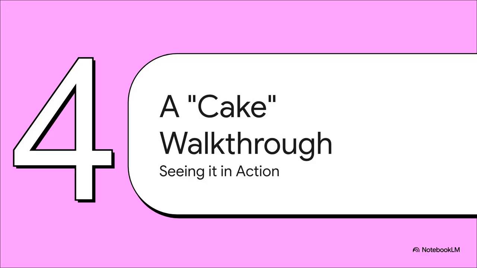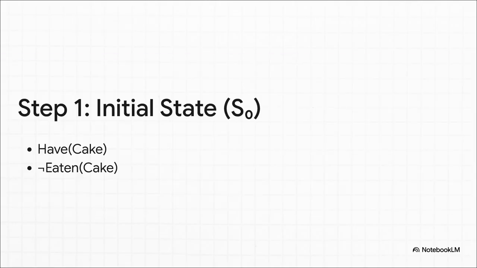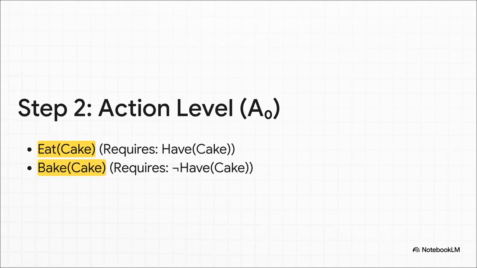Okay, that's enough theory. Let's put all this together and actually see it in action with a classic AI planning example, the cake problem. We're going to follow these 5 steps, building the graph out layer by layer to see exactly how it solves this little puzzle. All right, step 1. We start at ground zero, state level 0, or S0. The facts of our world are really simple right now. We have cake, and it has not been eaten yet. Simple enough.